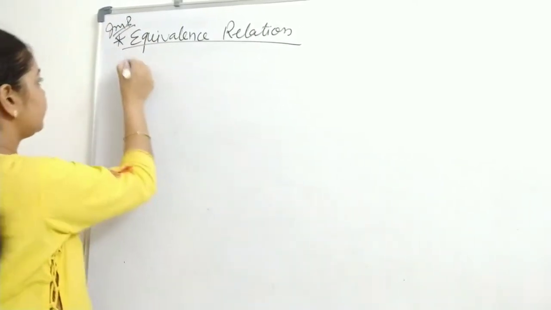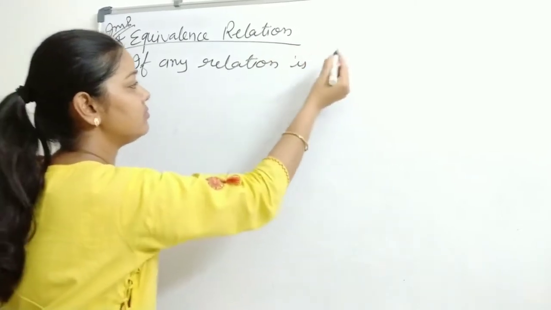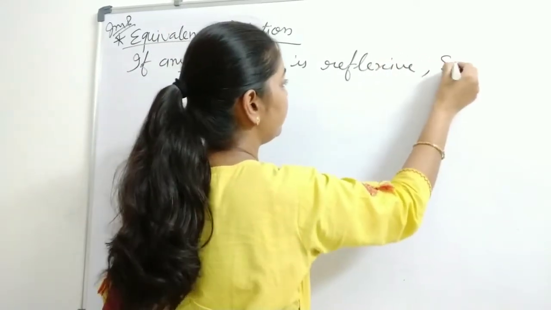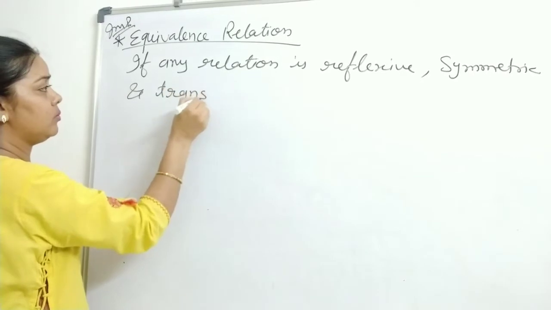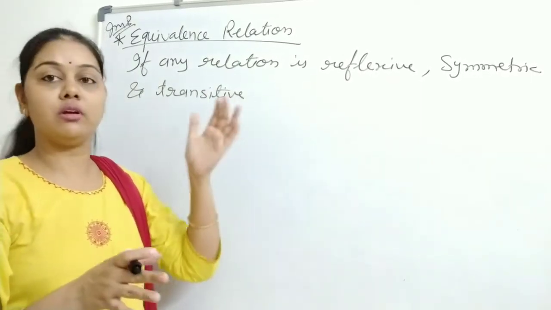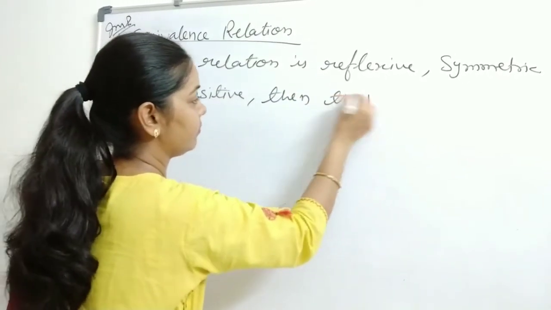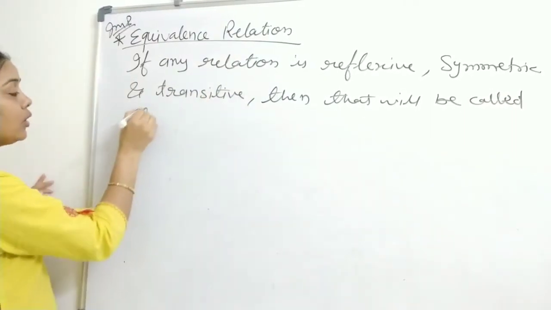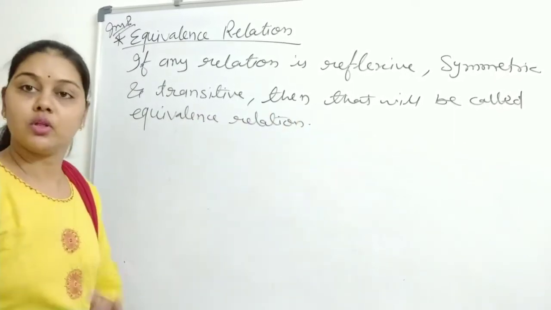If any relation is reflexive, symmetric, and transitive, all three, then that will be called an equivalence relation. Okay?